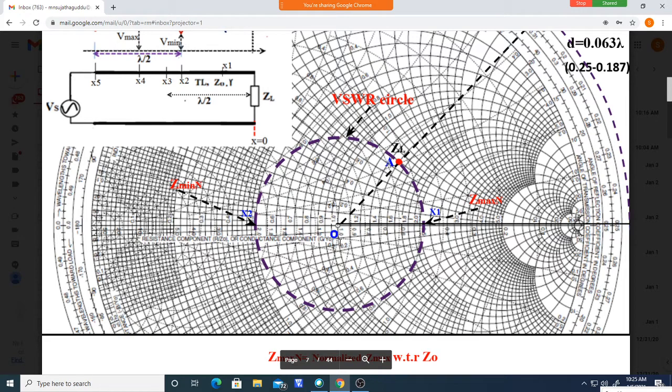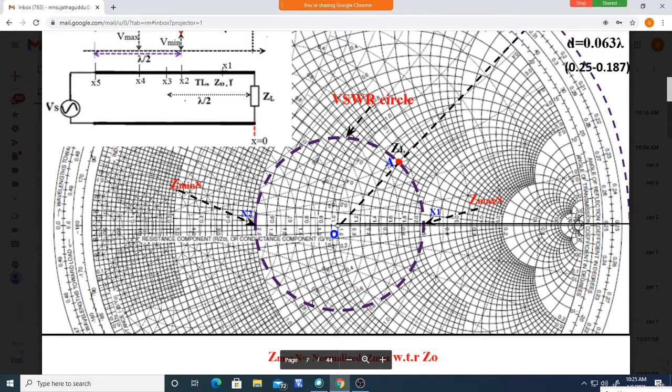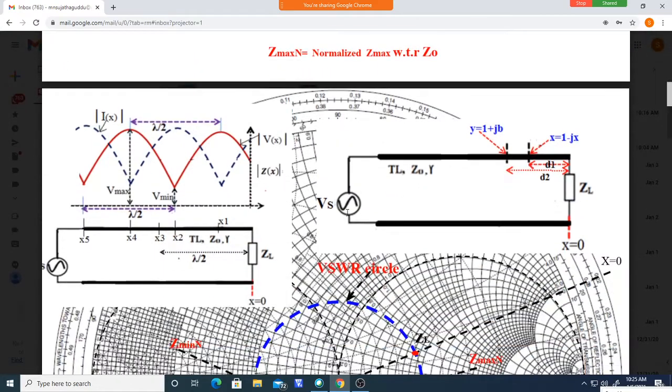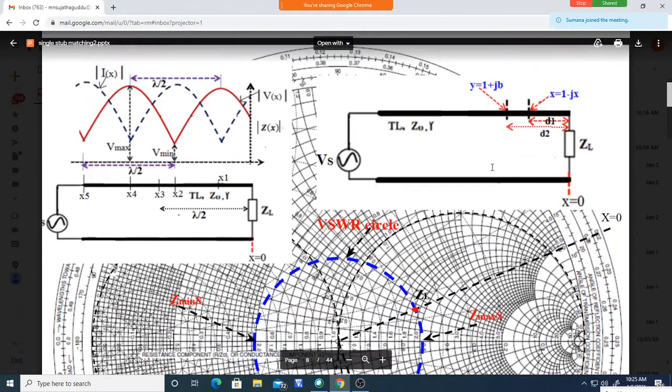See this point, you just draw a line passing through this, read the distance from here to here, that gives the distance of that position. Similarly, admittance real part is equal to 1 wherever it cuts here. So like this, you can use the Smith chart to find many things. That I have done here. See here, this is Z, not x. Z is equal to 1 minus jx.